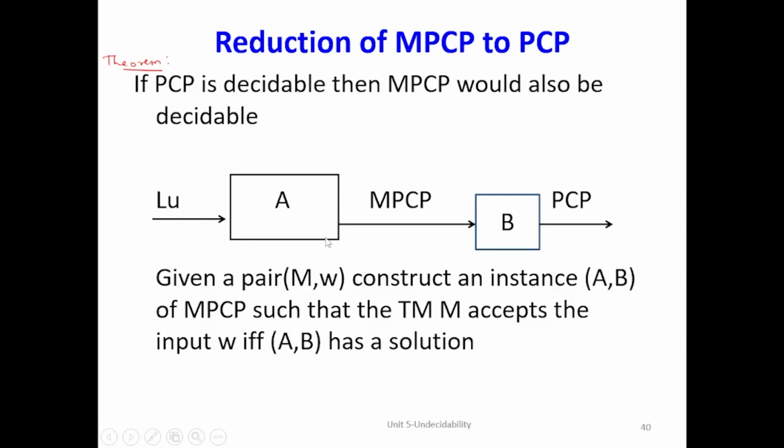So this is solved by using a Turing machine with a string W. So it is a pair. We should construct a string instance based upon two lists A and B. If you find a solution at A, we can also find a solution at B. So M will accept the input W if it is available in both A list and B list, meaning we can find a solution.